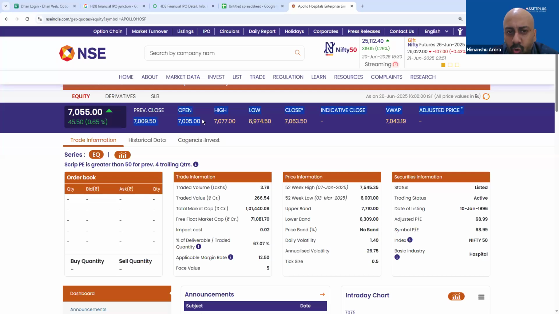The price at which the stock opens during the day is called the open price. The highest price touched during the day, high price. The lowest price touched, low price. And the current market price is also called the last traded price. Whenever the market is open, it is called the current market price. When the market closes, it is called the LTP, last traded price. Now, these are very basic terms. I do not think anyone needs an explanation for this.